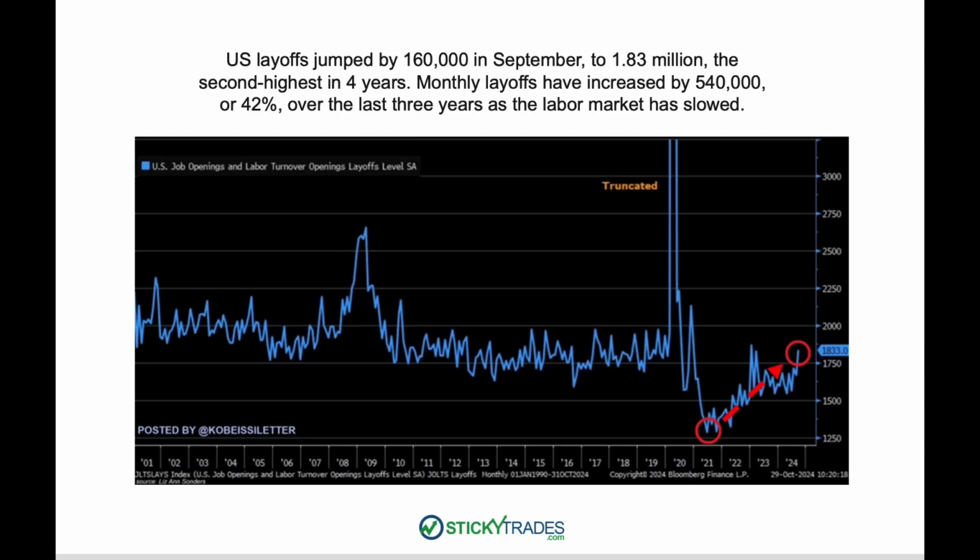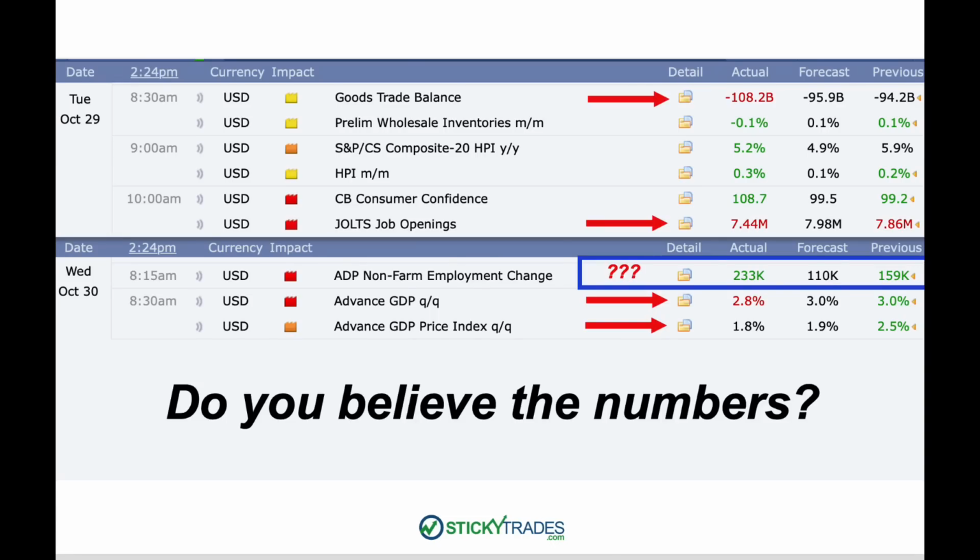U.S. layoffs jumped by 160,000 in September to 1.83 million. Now, this is the second highest level in 4 years. The monthly layoffs have increased by 540,000, or 42% over the last 3 years, as the labor market has slowed. Why is that important that you connect the dots and verify or confirm what you're reading on these reports? Now, keep these layoff numbers in mind as we look at what was released this week.